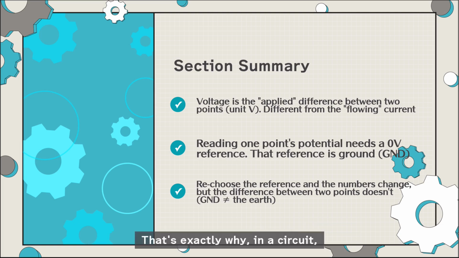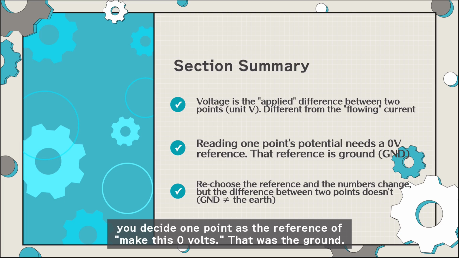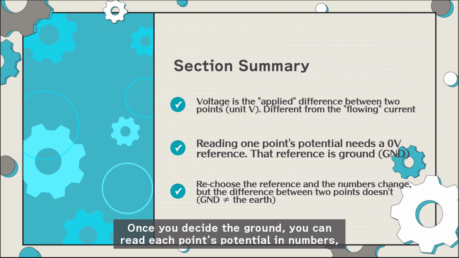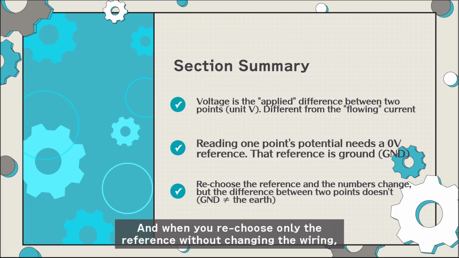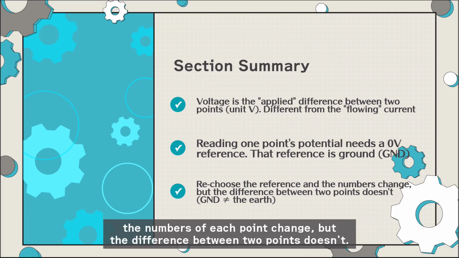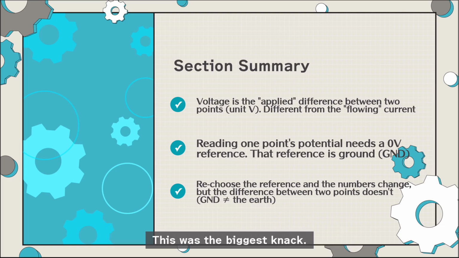That's exactly why, in a circuit, you decide one point as the reference of make this 0 volts. That was the ground. Once you decide the ground, you can read each point's potential in numbers as the height from there. And when you re-choose only the reference without changing the wiring, the numbers of each point change, but the difference between 2 points doesn't. This was the biggest knack.